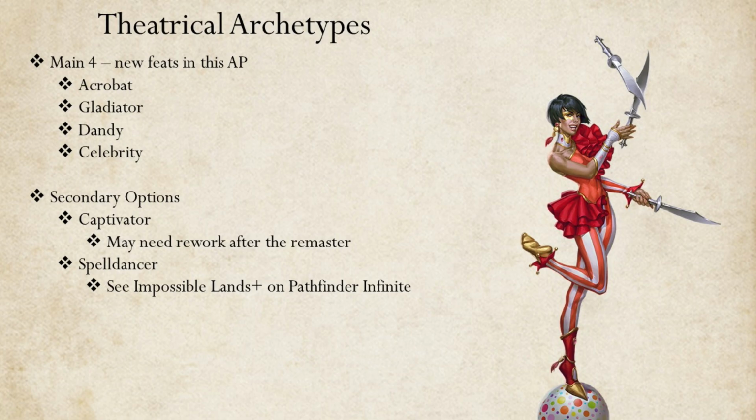The acrobat will feel right at home in the backstage activities the PCs will need to engage in, and will help characters from any class feel like they have some stage experience. The gladiator, meanwhile, will allow even the most combat-focused characters to feel at home performing in front of a crowd. The dandy archetype could give any character an edge in the many social challenges which feature in this campaign, and the celebrity archetype is probably the most thematic archetype for the entire AP.